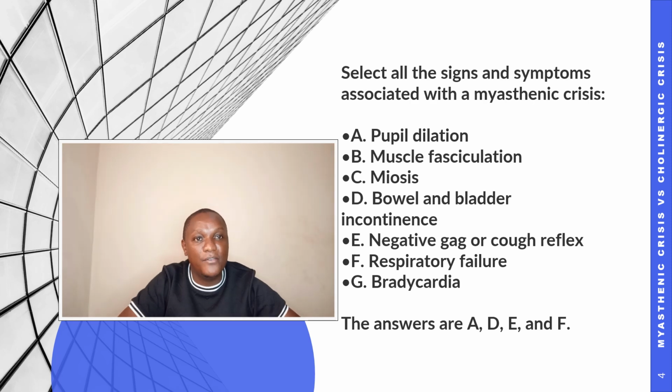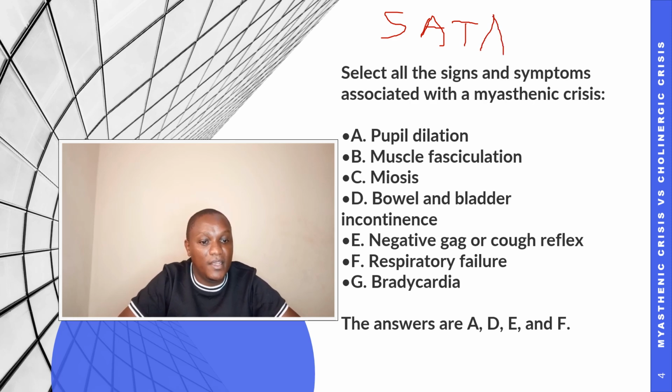So now let us look at a few SATA questions that can be brought up in the NCLEX. We just want you to understand the symptoms associated with myasthenic crisis and cholinergic crisis. The first question is a SATA question. Select all that apply. Signs and symptoms associated with myasthenic crisis. There is pupil dilatation, muscle fasciculation, miosis, bowel and bladder incontinence, negative gag and cough reflex, respiratory failure, and bradycardia. Which ones would you select to belong to myasthenic crisis?